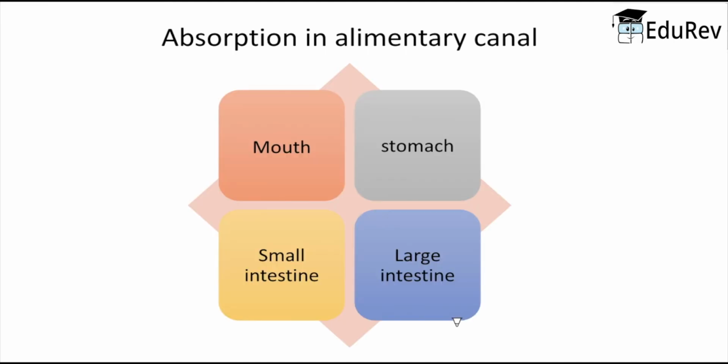Now other parts also take part in the digestion and absorption. If we are talking about absorption in the alimentary canal, the parts that take part in the process of absorption are the mouth, stomach, large intestine, and small intestine. We know from the various processes that we have seen in the topic digestion of food, and here in absorption of food as well, that in the small intestine maximum absorption takes place in our whole digestive system or alimentary canal.